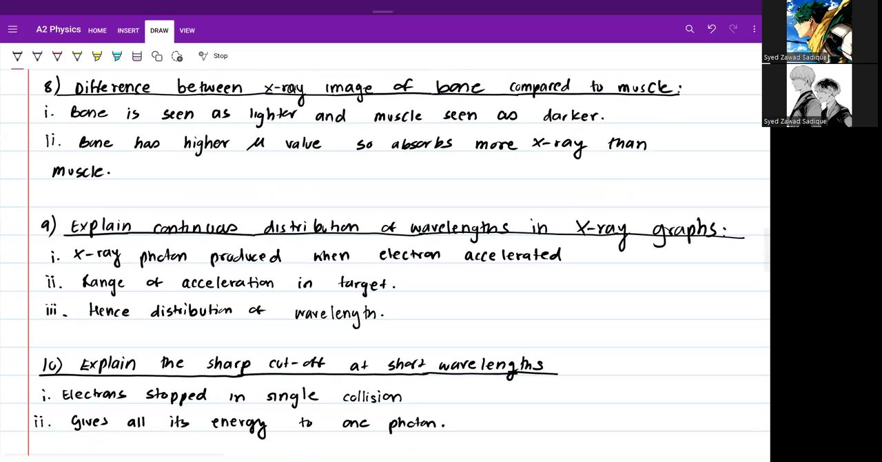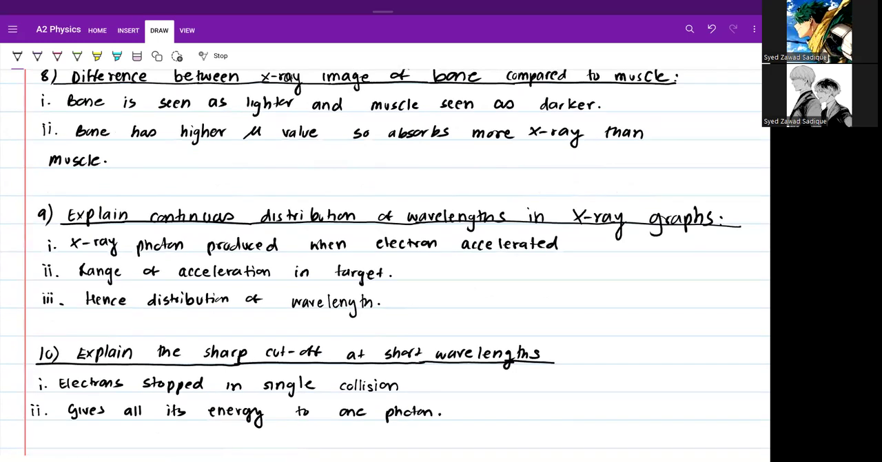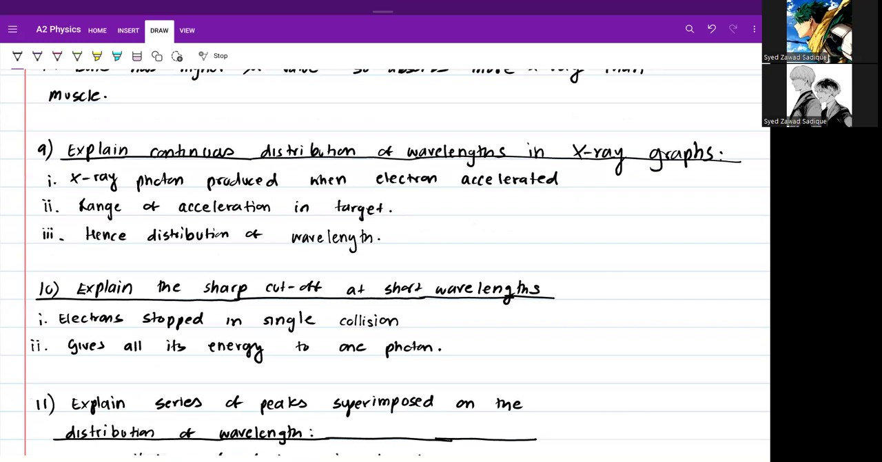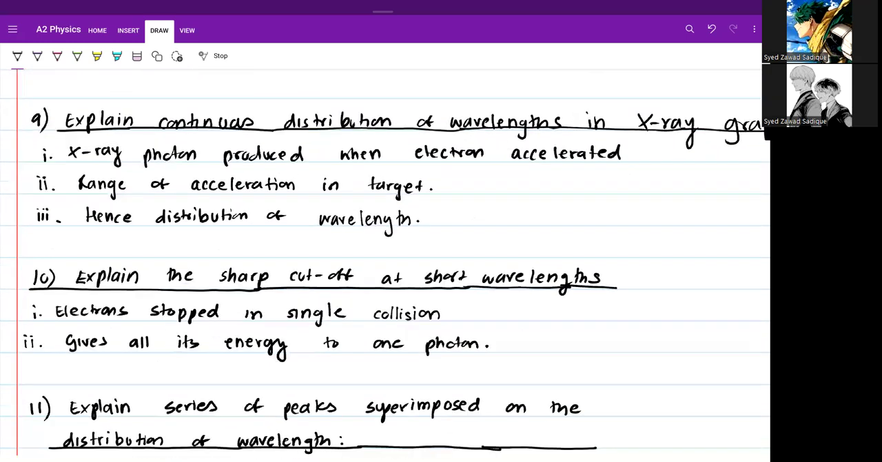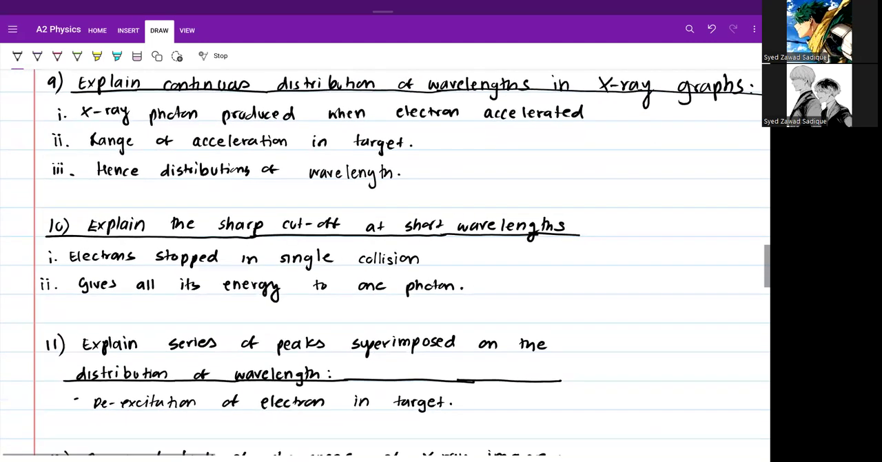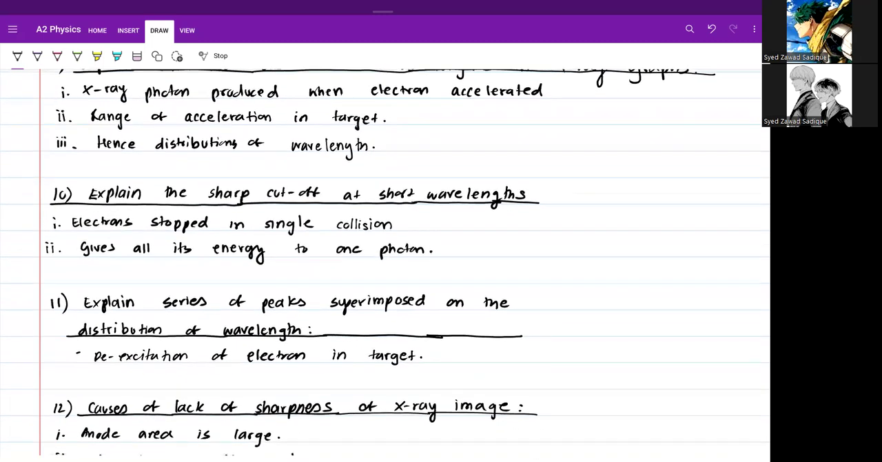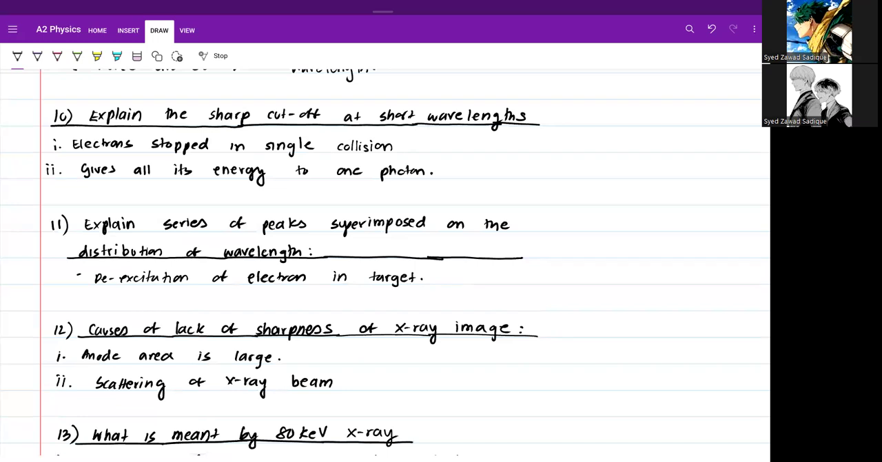Explain continuous distribution of wavelengths in X-ray graphs. X-ray photon produced when electrons are accelerated, range of accelerations in target, hence distribution of wavelength. Explain the sharp cutoff at short wavelengths. Electron stopped in single collision gives all of its energy to one photon. Number 11 is explain series of peaks superimposed on distribution of wavelength. The excitation of electron in target.